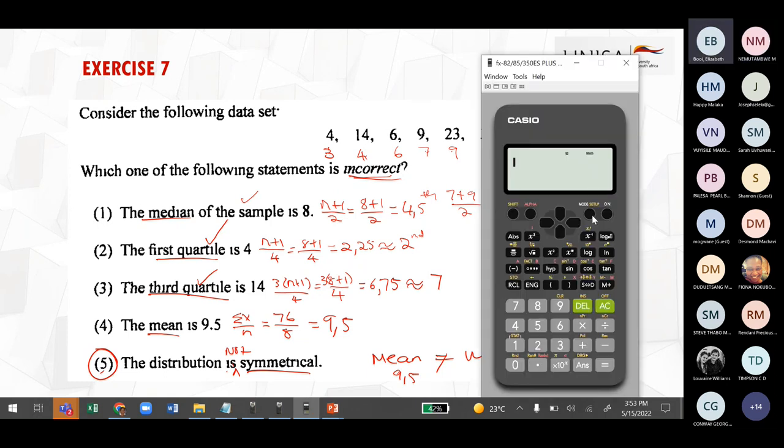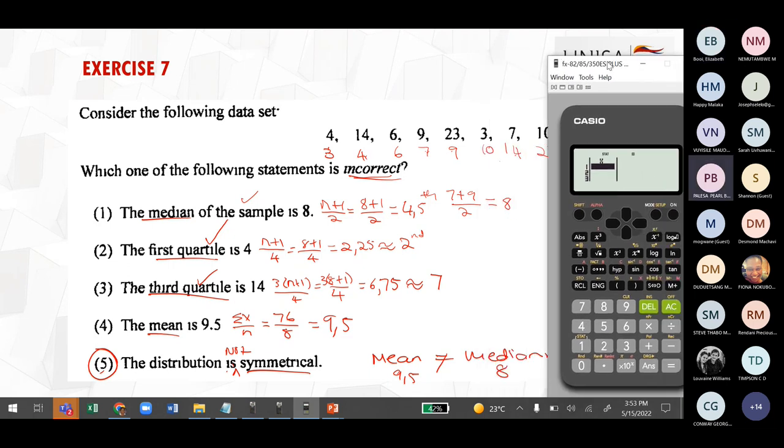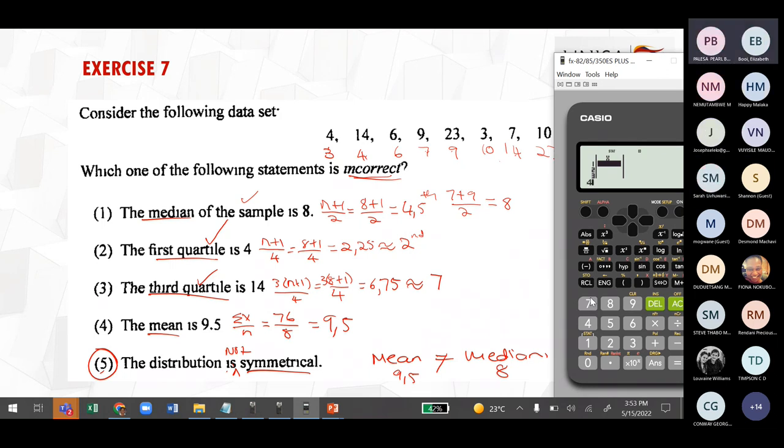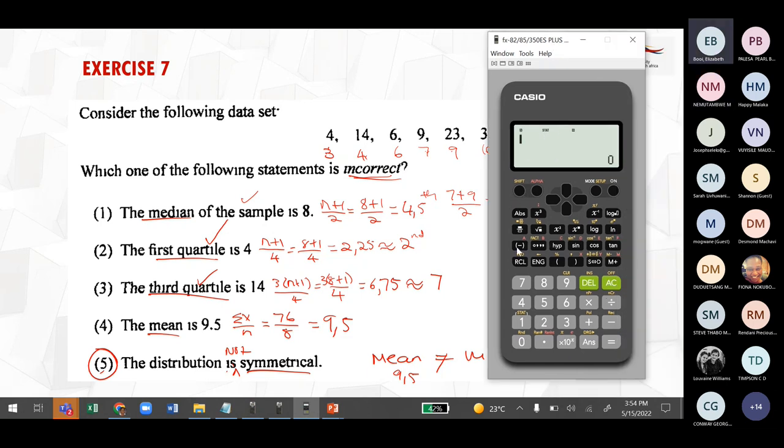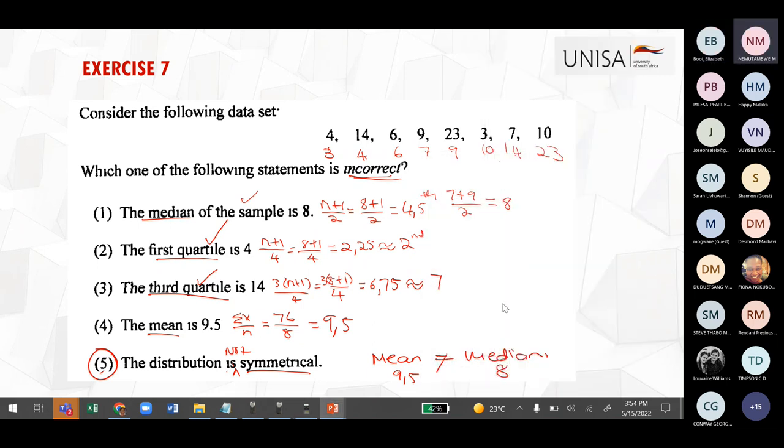I can also demonstrate that just to give you some comfort as well. So number one, number two, because it's going to be quick, I hope. Four, enter. 14, enter. Six, enter. Nine, 23, enter. Three, enter. Seven, enter. And 10, enter. And AC, shift, stat, 4, 2. Yeah, I think I'd made a mistake. I got 9.5. 9.5. There we go. Thank you.